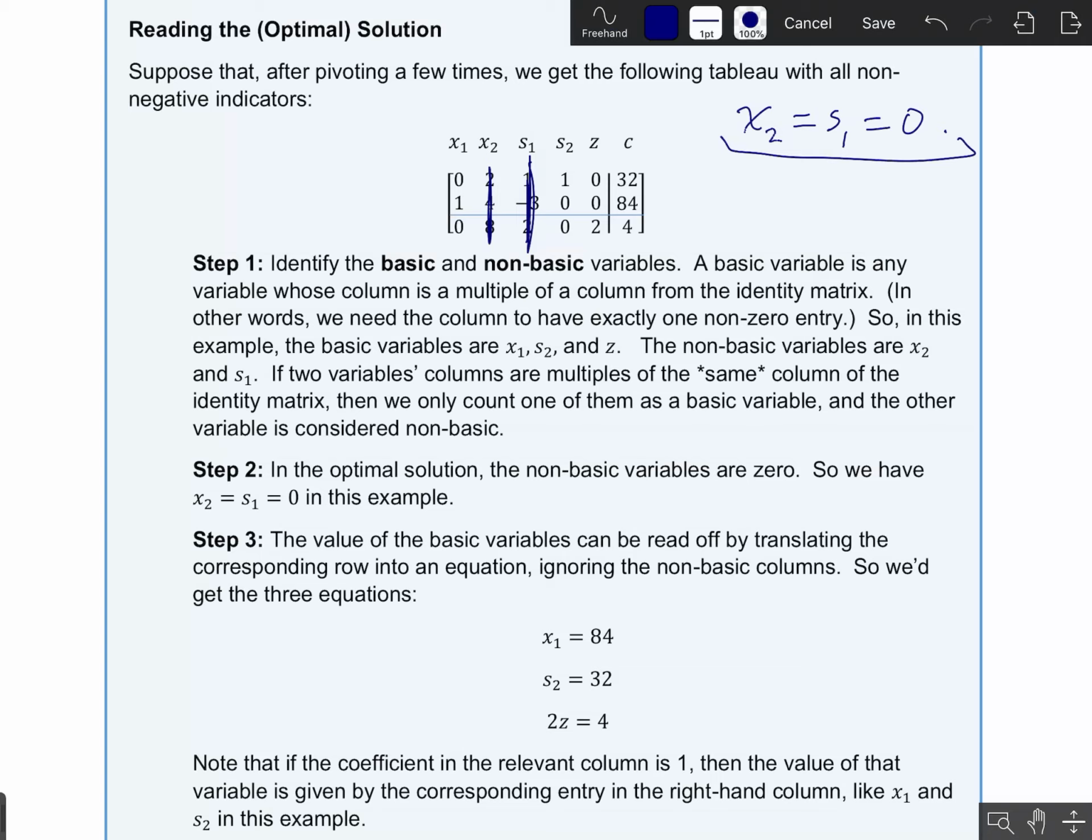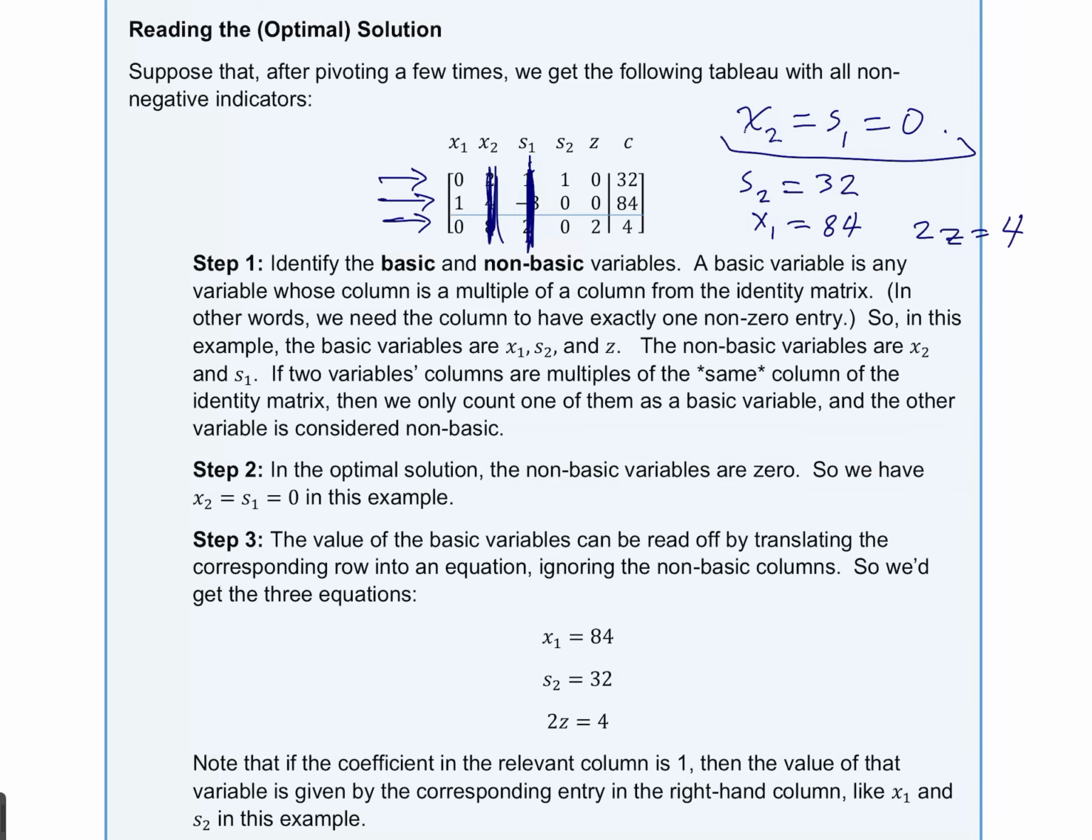And lastly, to read off the values of the other variables, we just take the matrix that remains, so ignoring these two columns, we take the remaining matrix and we translate it into equations like we would with systems of equations. So notice that if I look at the remaining top row, it would say that S2 equals 32. If I look at the next row, it would say that x1 is equal to 84. And if I look at this last row, it would say that 2z is equal to 4. And that's how we interpret this matrix and find the values for all of the variables that it's suggesting.